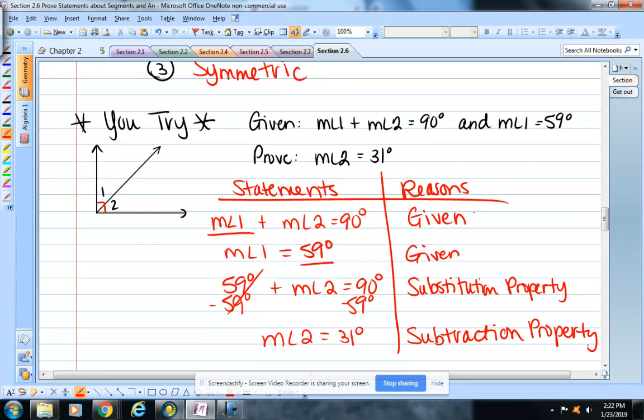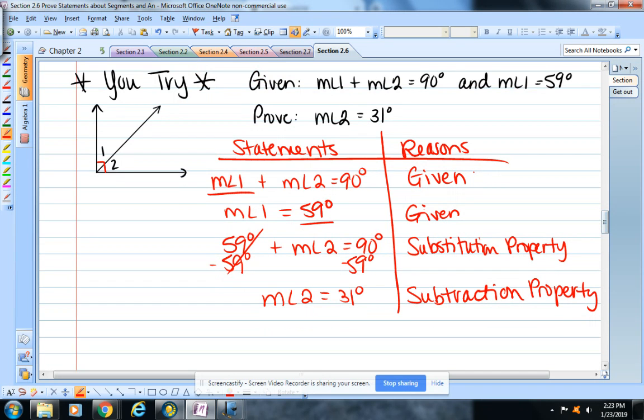Got it? And we knew the measure of angle 1 was 59 degrees, so we had to substitute it there. And we do this stuff all the time. We just don't call the properties that we're doing, right? We've done that in math class lots. We've substituted our whole lives, y'all. Okay? We just got to start in geometry. We have to logically explain our steps. Okay? It's like going to court.